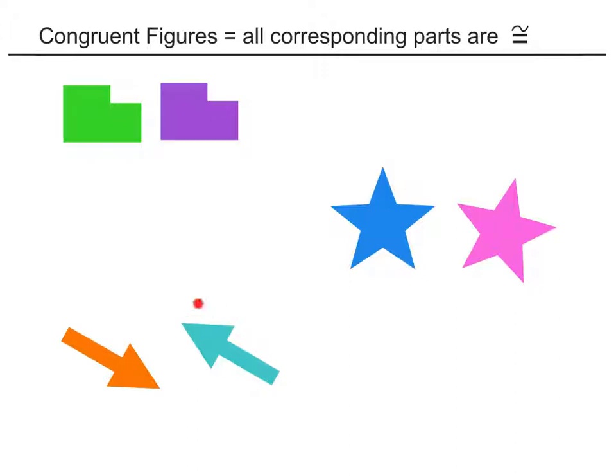Okay, so now let's look at the arrows. They are definitely the same shape. They are both arrows. But are they the same size? If I take one, it doesn't fit exactly on top of the other one. So now what?